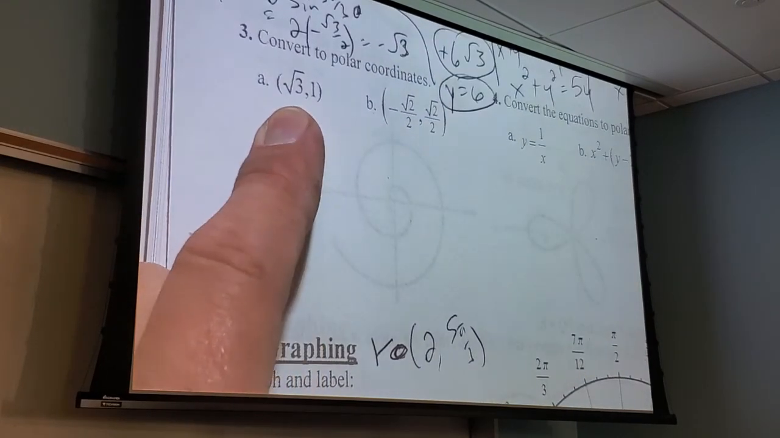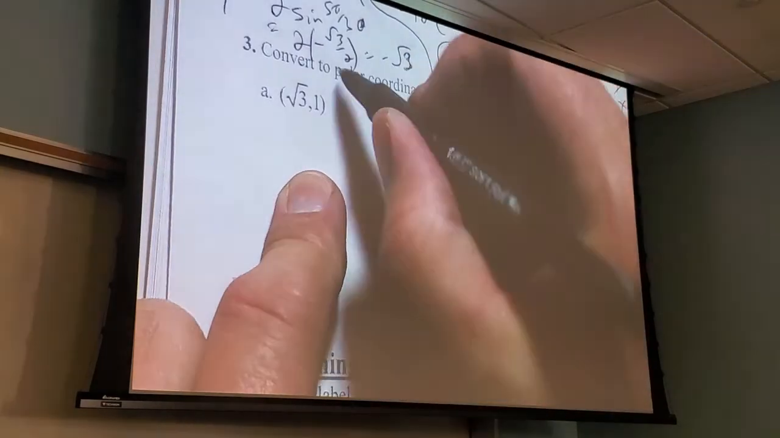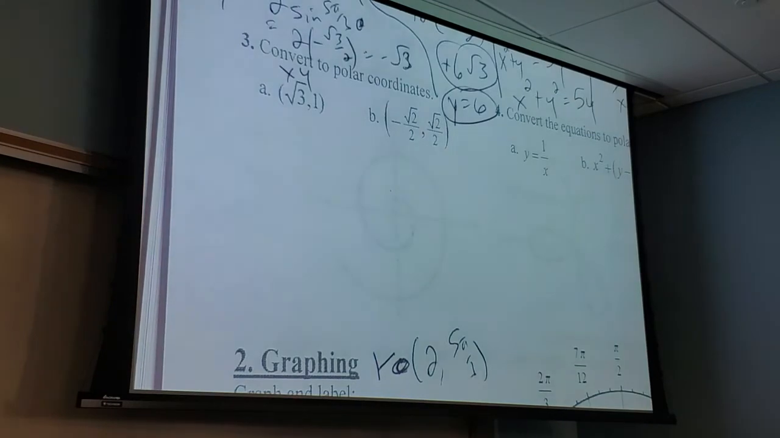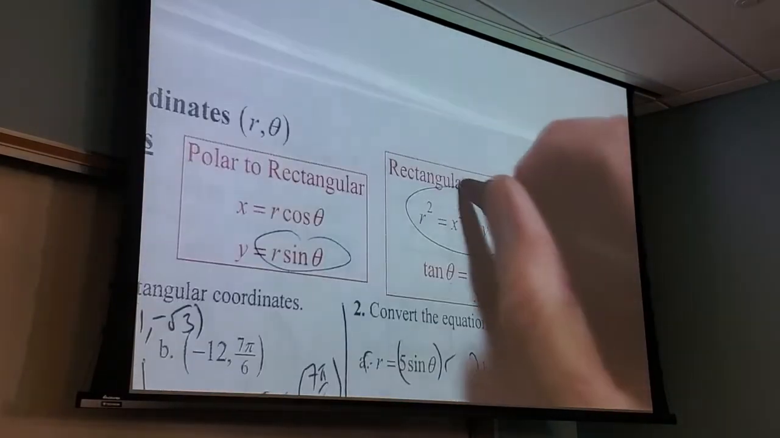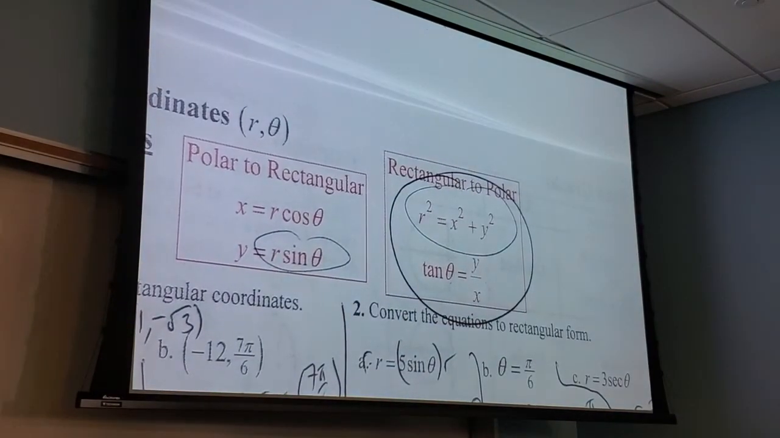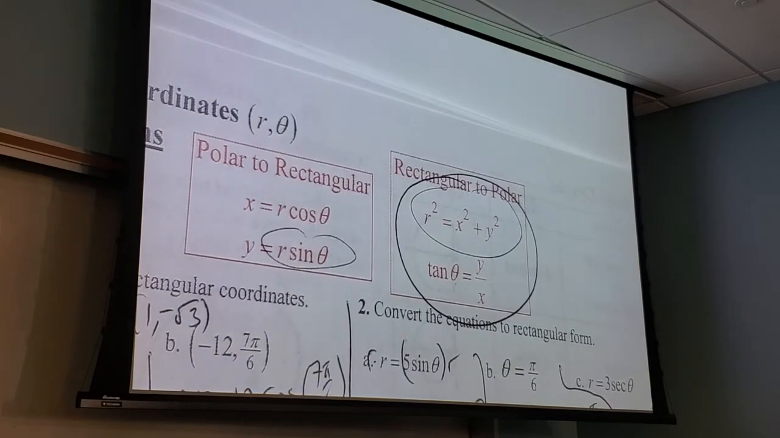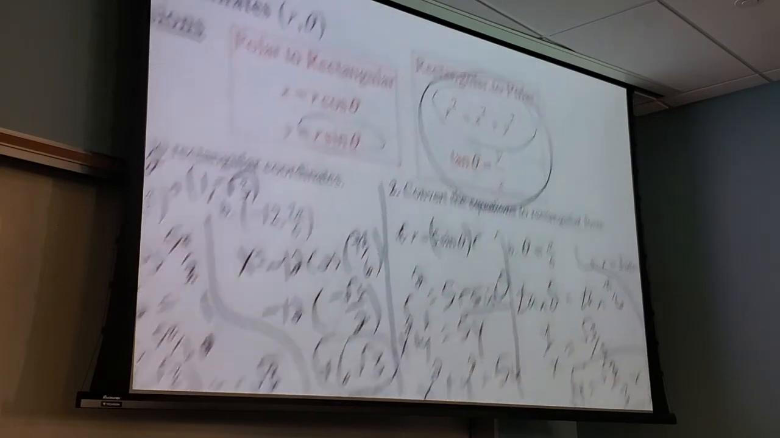These problems here. If I'm given rectangular, so this is x, y, and I want to convert to polar, I really just have to do these two things. It's very straightforward. Both of them? Yes, because if I want a polar point, I need r and I need theta. So how would I get r?